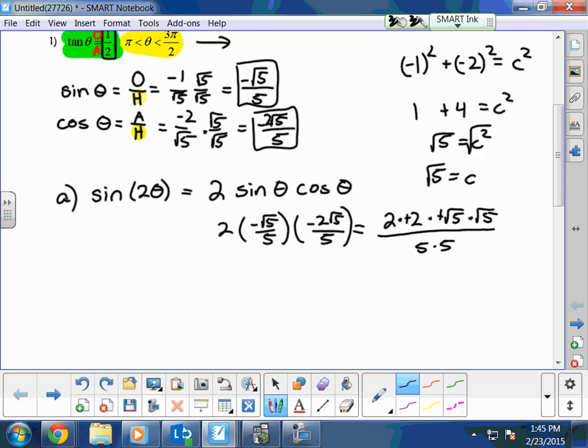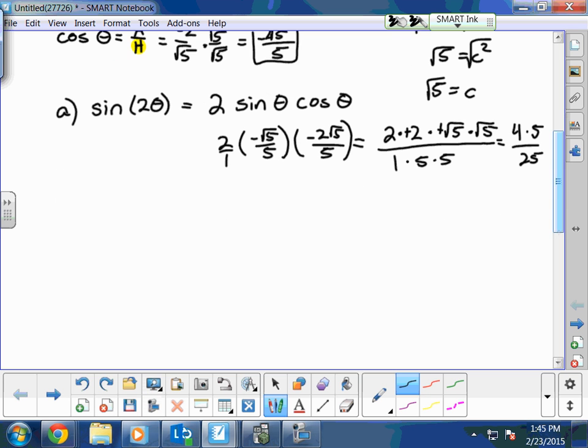You might be wondering, what about this 2? This 2 only belongs to the numerator. If anything, there's a 1 multiplying there that belongs to the denominator with that 2. But it's not important. What is important is my result. 2 times 2 is 4. Square root of 5 times square root of 5 is just 5. And as a denominator, this is 25. I end up getting an answer that says 20 over 25, which reduces to 4 over 5. And here's my answer. That's what my double angle of sine 2 theta is.